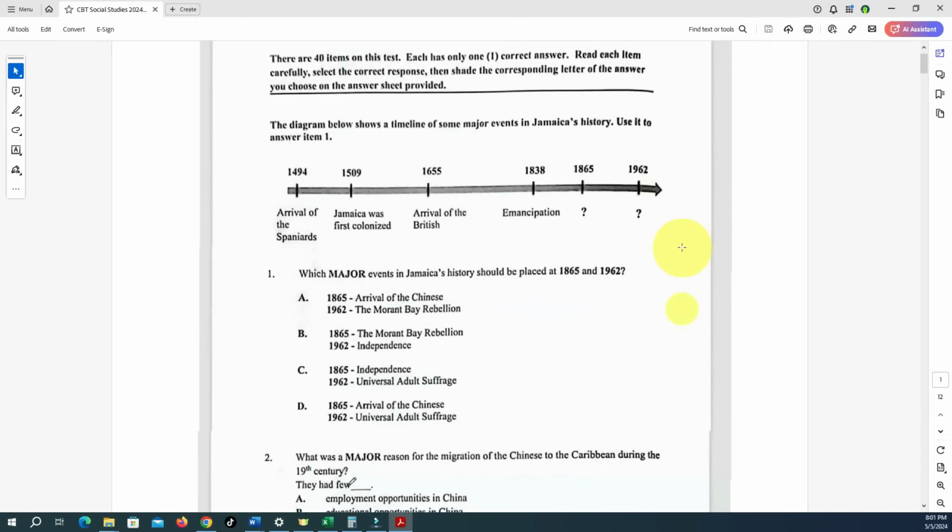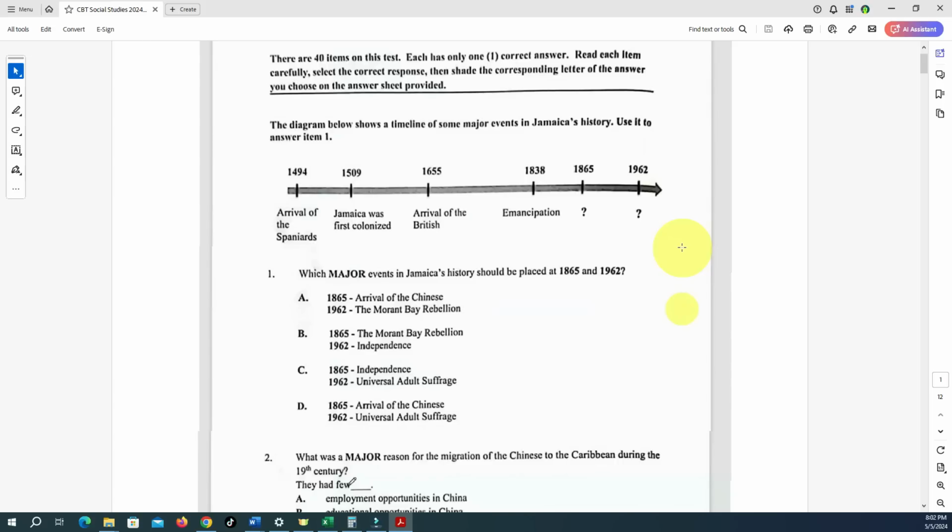I'm your host Brainy, and now we're going to jump into the CBT, and that was for social studies. That was done a few days ago. And just like normal, I'm going to leave this paper in the description for you to download, and you can use it for whatever you want to use it for. All right, so let's jump in.